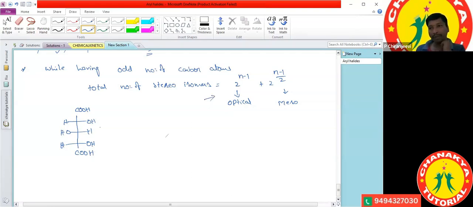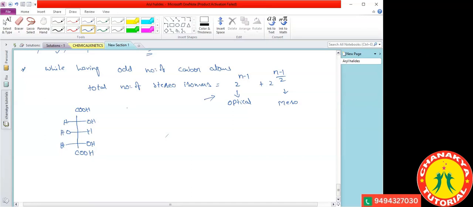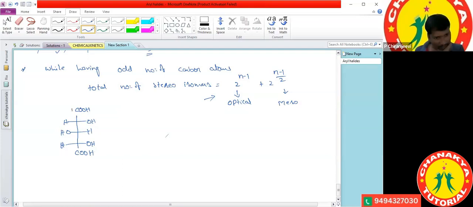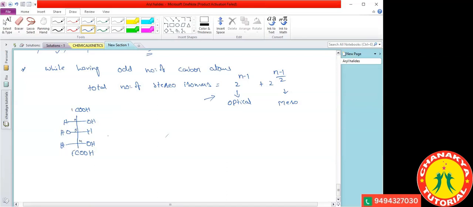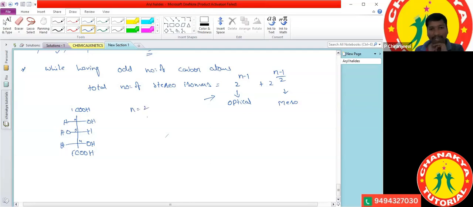First of all, what is the n value in the given compound? What is the n value? Is it 2, because the second carbon has 2 common substituents? I'll give the numbering 1, 2, 3, 4, 5. The third one is having common substituents above and below. So the n value should be 2, right? Oh, okay, very good. n is equal to 2.